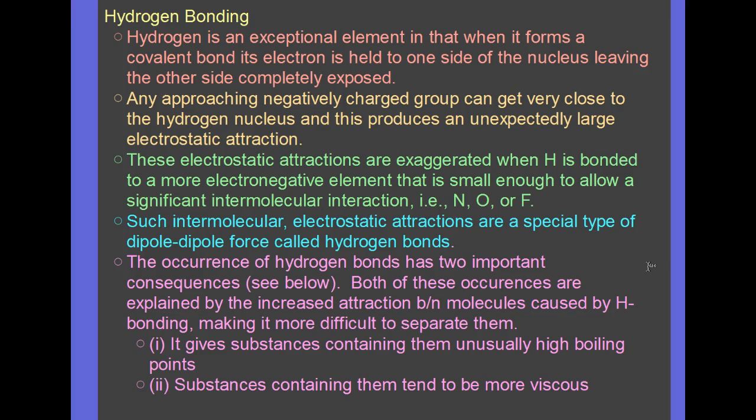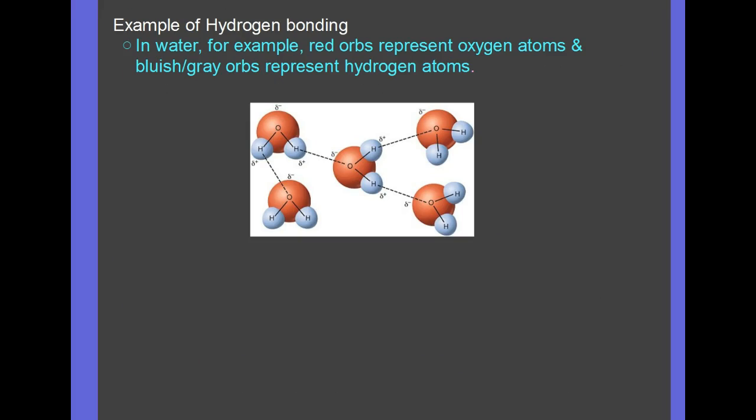Such intermolecular electrostatic attractions are a special type of dipole-dipole force called hydrogen bonds. The occurrence of hydrogen bonds has two important consequences. Both of these are explained by the increased attraction between molecules caused by hydrogen bonding, making it more difficult to separate them. So one, it gives substances containing them unusually high boiling points, and two, substances containing them tend to be more viscous. Viscous tends to be more thick, like syrup versus water.